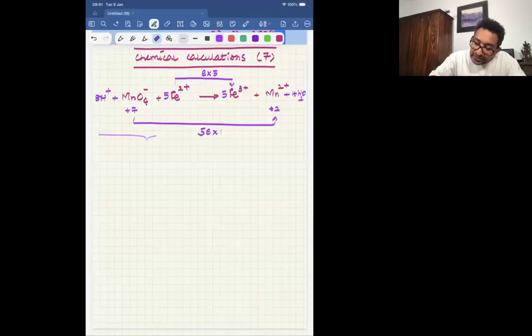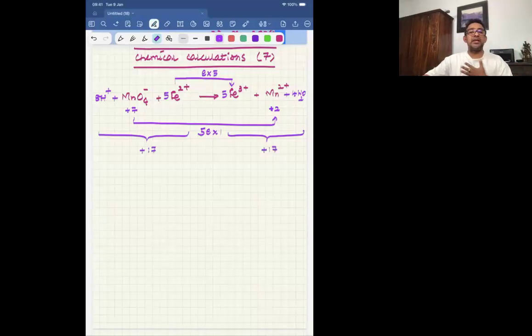If you do this right, the charges should be balanced automatically. What is the overall charge here? Plus 8, 5 times 2, 10, 18. 18 minus 1 is plus 17. On this side, what is the overall charge? 5 times 3 is 15. 15 plus 2, again plus 17. So I think it is balanced. As soon as the charges are balanced, you might be relieved. Okay, I got a balanced equation. That's a good thing. So that's all.